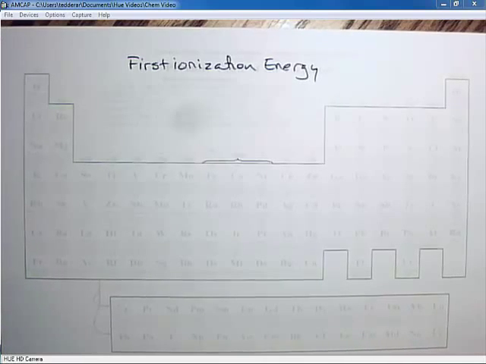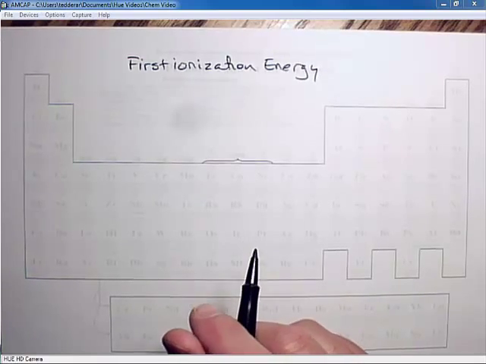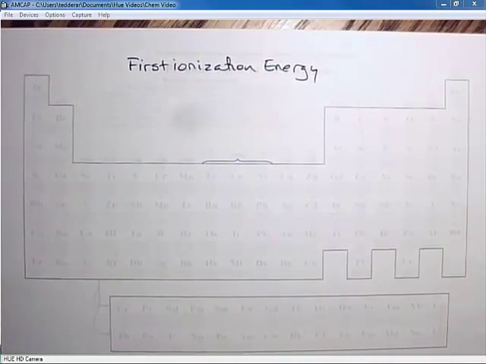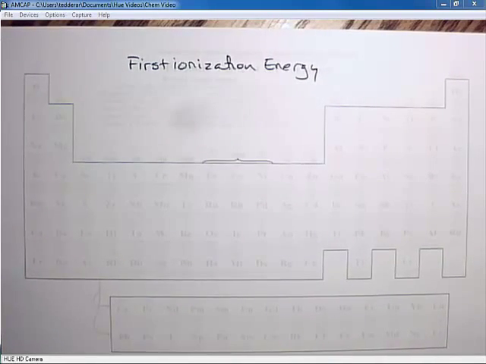The next pattern we're going to look at is first ionization energy. So we looked at how to make ions yesterday, right? With ions, we either removed electrons or we added electrons, yes? Okay.